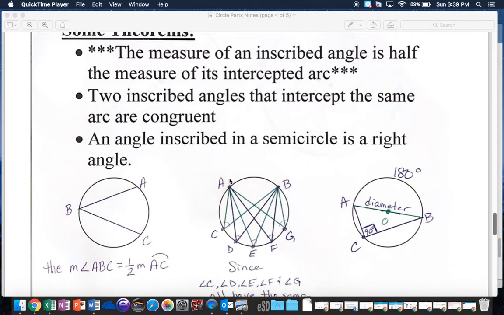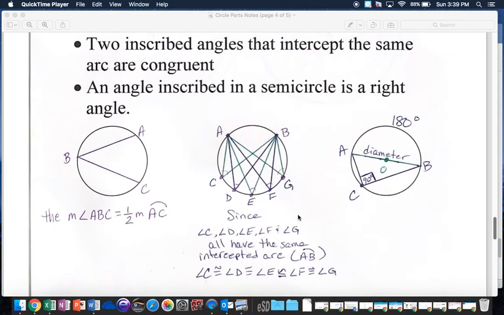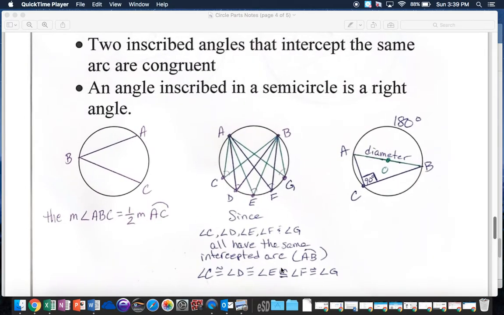Since they all have the same intercepted arc, and each one is an inscribed angle, on the circle, on the circle, on the circle, then all 5 of these angles would have to be congruent. Since they all have the same intercepted arc, in this case AB, all 5 of those angles would be congruent. And then finally, an angle inscribed in a semicircle is a right angle.